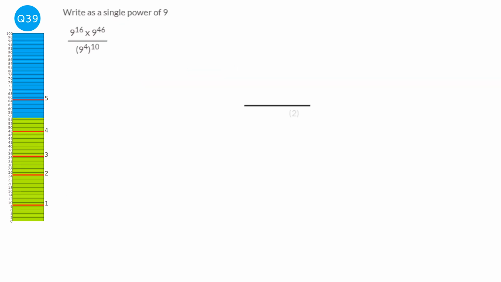We're going to start by looking at the numerator and the denominator separately. So looking at the numerator first, we've got 9 to the power 16 times 9 to the power 46. Now, when you have two powers of the same base, so they're both 9, base 9, but base is the big number, then what you can do is you can add the indices. So we're going to do 16 plus 46, which is 62, so it's 9 to the power of 62.